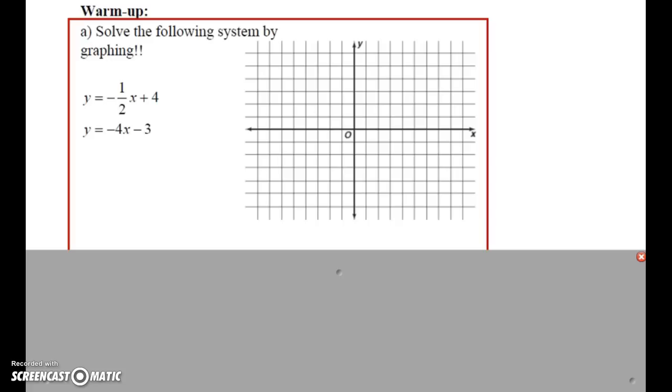What I'd like you to do is pause the video, following along with your notes guide. I'd like you to try the warm-up first before you actually watch my explanation of it. So go ahead, pause the video, give it a try, and when you're ready to check your work, go ahead and hit play again.